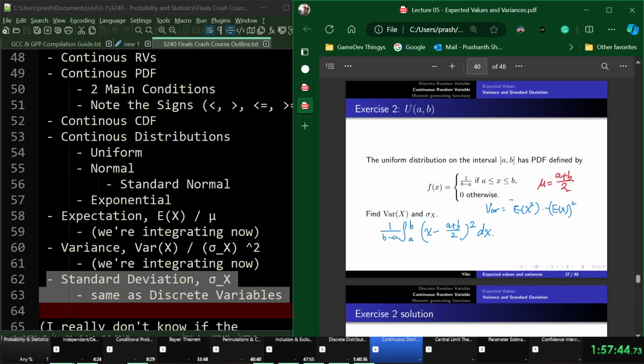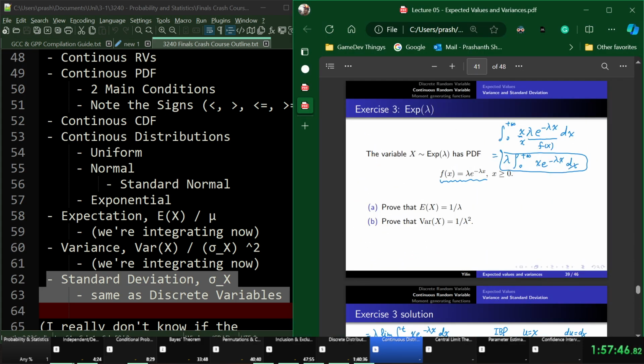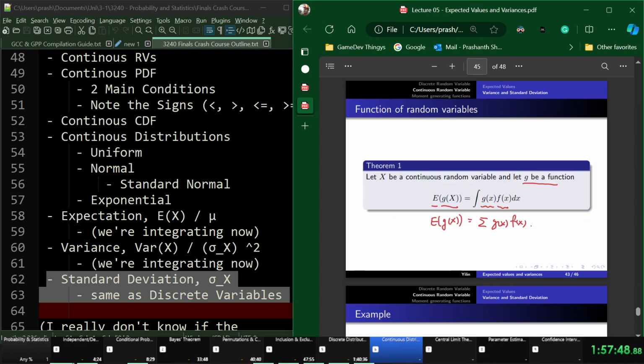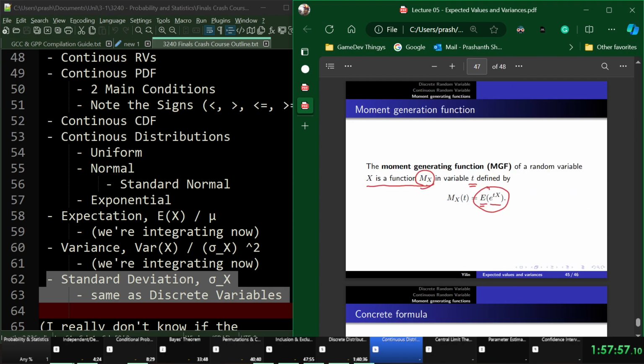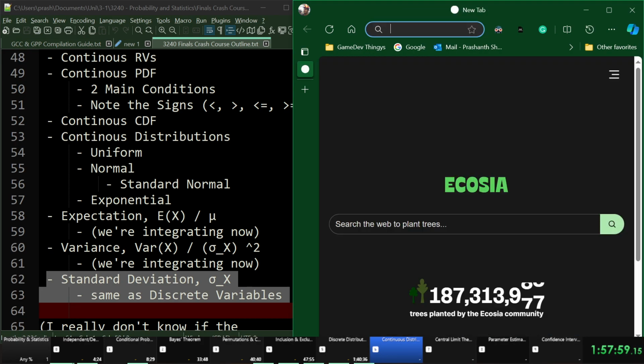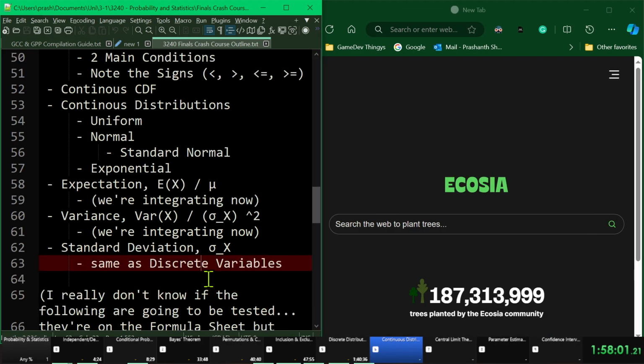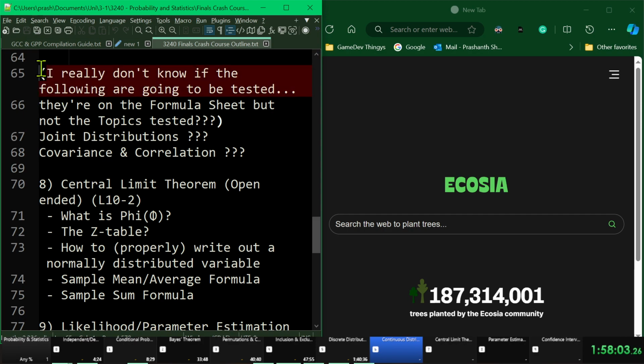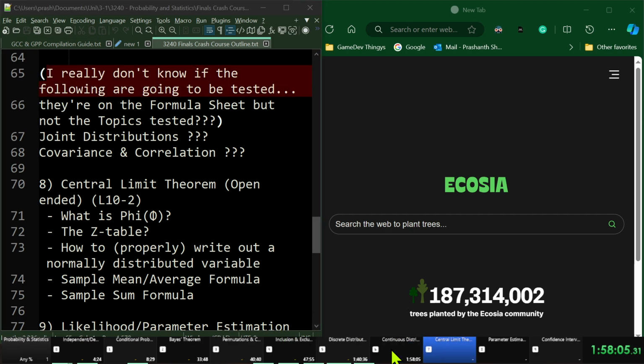Anything else in the slides? Formula sheet given. This is what I'm saying. If you have a g of x, that's the thing you copy and paste. Copy and paste. That is literally not there. Okay. Right. So that's done. Pretty sick.